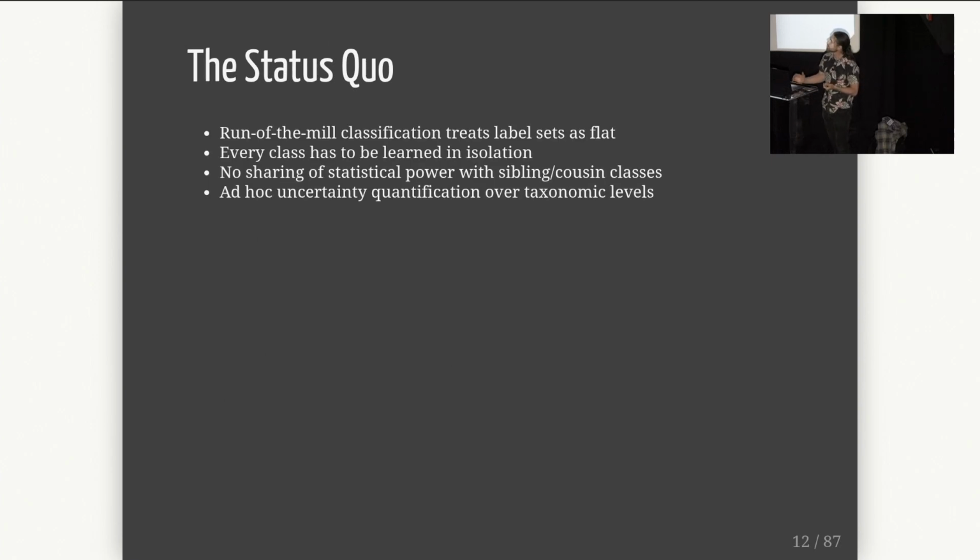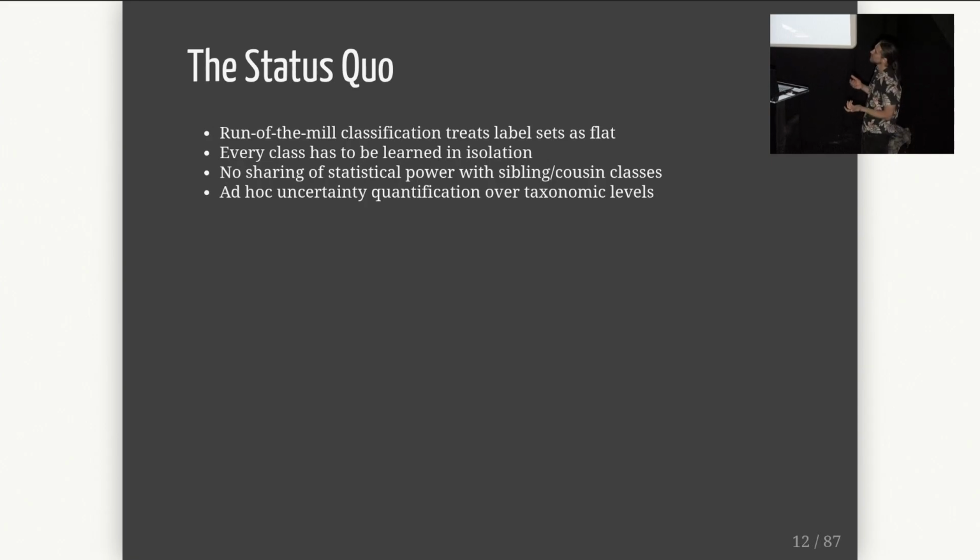The status quo for this is run-of-the-mill classification. You just treat all the labels as equal, and you have a flat label set. Every class has to be learned in isolation. So imagine a linear model. Every class has a big, long vector, and in that vector is a weight for every single feature. Depending on how many features you have, that could be a very long description. Why not share some information between that particular class and the classes close to it in the tree, which are probably similar to it? That's why the tree exists.